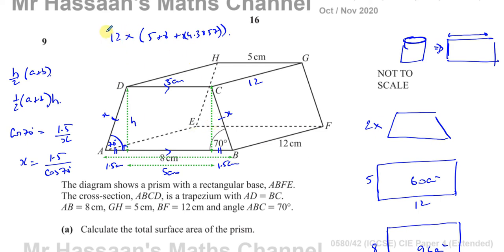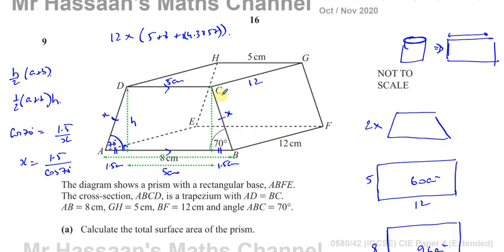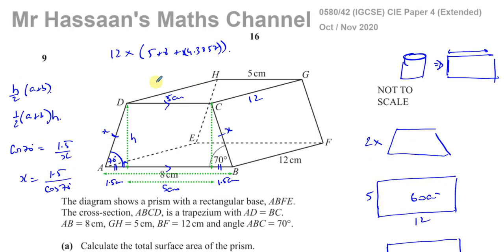So that's a quick way of, instead of finding the separate rectangles, make it into one big rectangle by finding the perimeter of the cross section multiplied by how deep it goes. This is like the height of the prism, you could say. So there's the answer to part A. Now we're going to go on to part B.